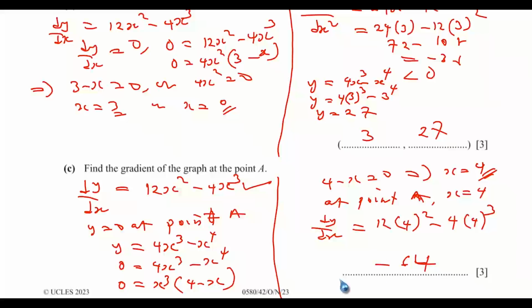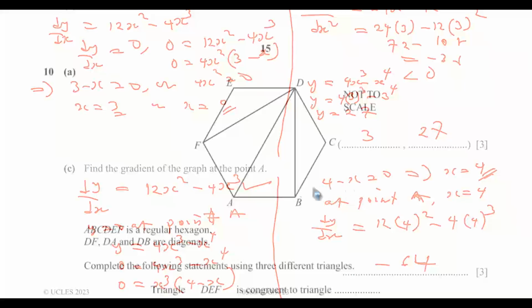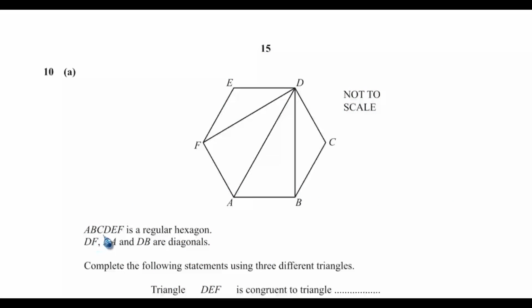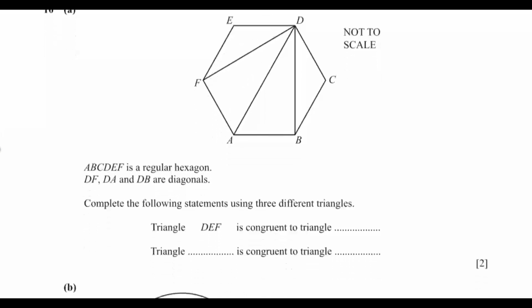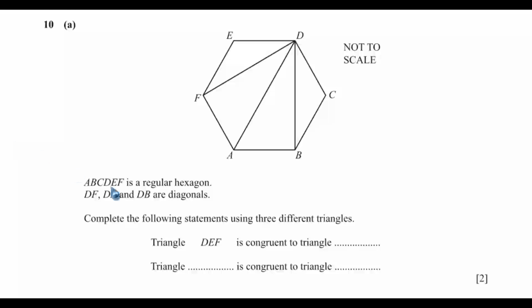So let's go to the next question. That will be question 10. A, B, C, D, E, F is a regular hexagon. DF, DA, and DB are diagonals. Complete the following statement using 3 different triangles. Triangle DEF is congruent to triangle DCB.